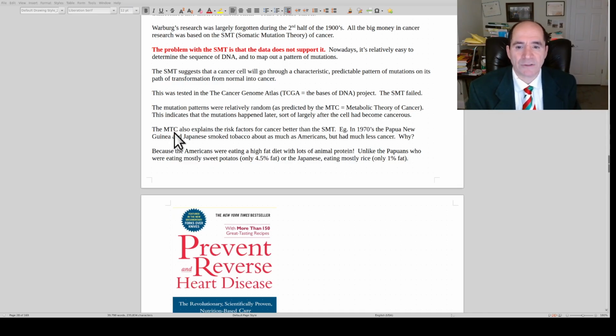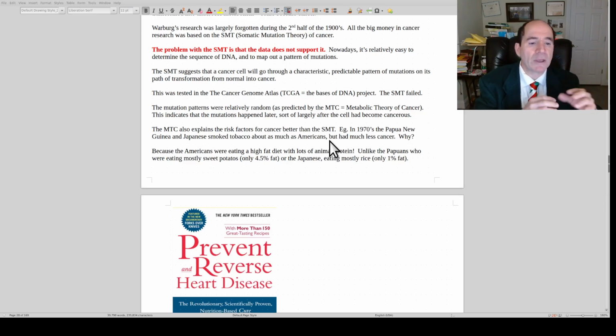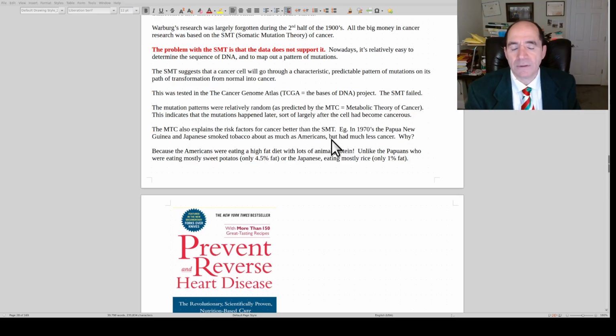The metabolic theory of cancer, MTC, also explains why, for example, look at Papua New Guinea and the Japanese. They're smoking like chimneys, but they don't have much lung cancer. It's because they're eating a healthy diet. Whereas the Americans who smoked similar amounts or less had much more lung cancer, over 6 times more than Papua New Guinea, because they have the high-fat diet on top of the smoking that will make the cells hypoxic, okay? Hypoxia means lack of oxygen delivery.